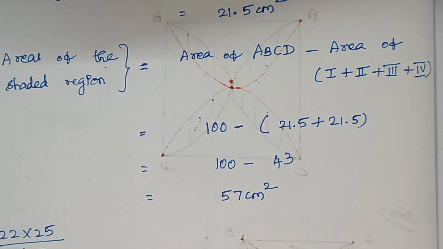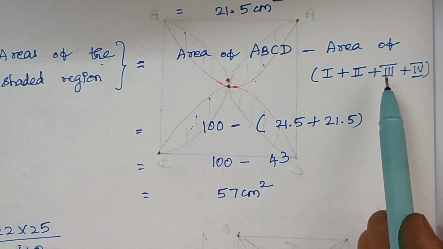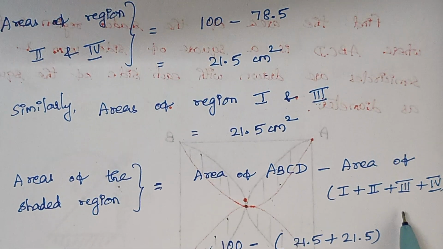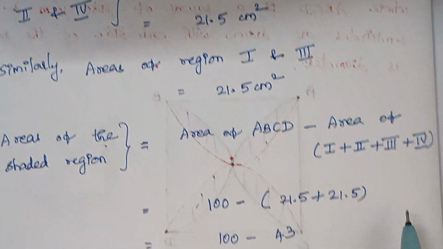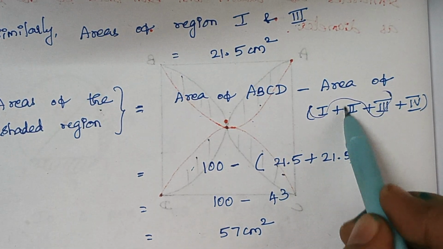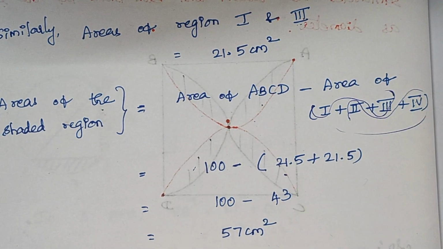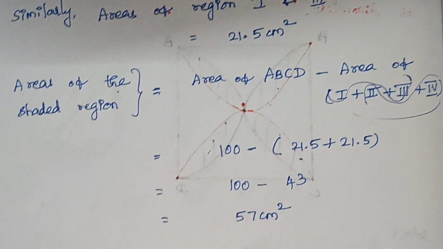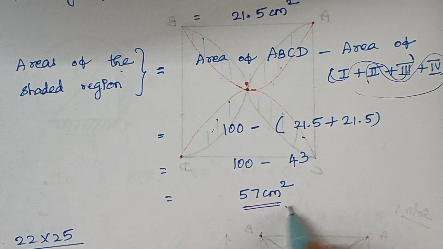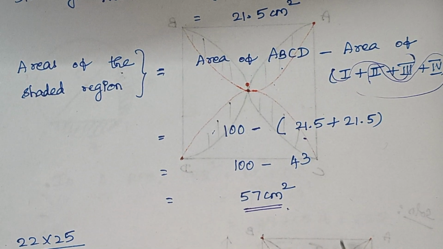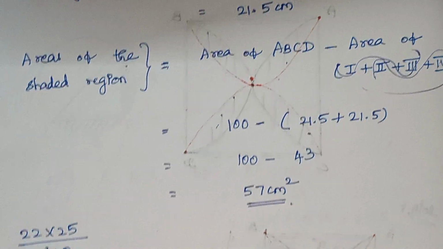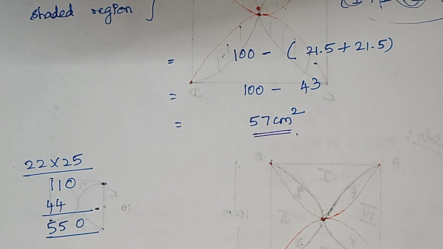So here the area of the square is 100 minus the area of the regions we have combined, right? 1 and 3 gives 21.5 and again 2 and 4 gives 21.5. So here for 1 and 3 I have written 21.5 and again for 2 and 4 I have written the other 21.5, right? When you solve, finally we are getting the answer as 57 centimeters square, right? This is the area of the shaded region. Here I have done the simple subtraction.